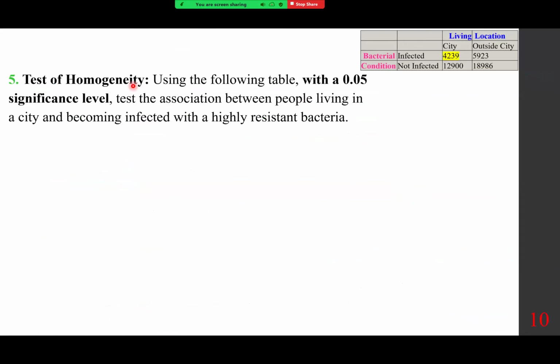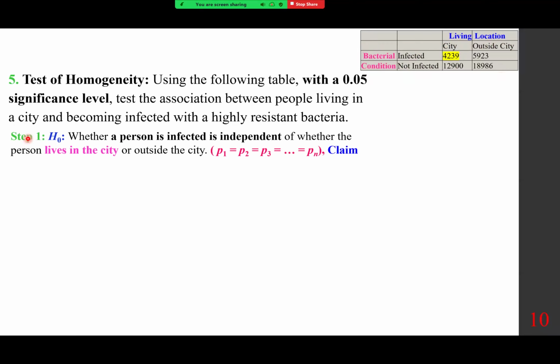Test of homogeneity. Using the following table with a 0.05 significance level, test the association between people living in a city and becoming infected with a highly resistant bacteria. So we have people living location in the city or outside city. So we have 2 different populations, okay? And they are either infected or not infected by some sort of bacterial condition. And here's the numbers. And we use the same methodology, the chi-squared methodology.